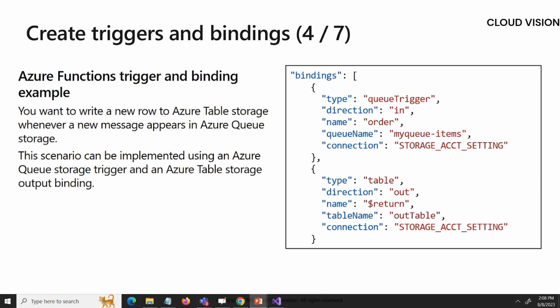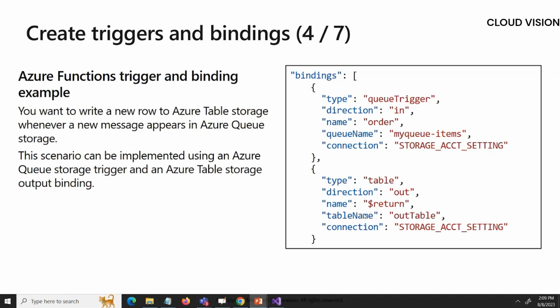Now, create triggers and bindings. It depends upon what trigger you use. I'm using an HTTP trigger, so it has just the type, direction and the parameter. But if it is a queue trigger or blob trigger, the function.json file will be different, right? It will have some other parameters as well. Let's say it has both input and output type. But in my case, I have only input type.